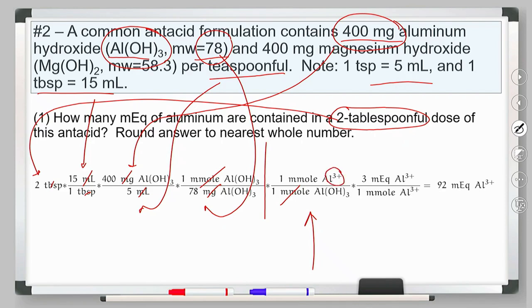The valence. So what is the valence on aluminum? 3. It's a positive 3. So there are 3 milliequivalents for every 1 millimole of aluminum. You get 3 electrical charges for every molecule. So when you multiply by 3, millimoles cancel. And you ultimately get 92 milliequivalents of aluminum. Okay? Everyone okay with that?